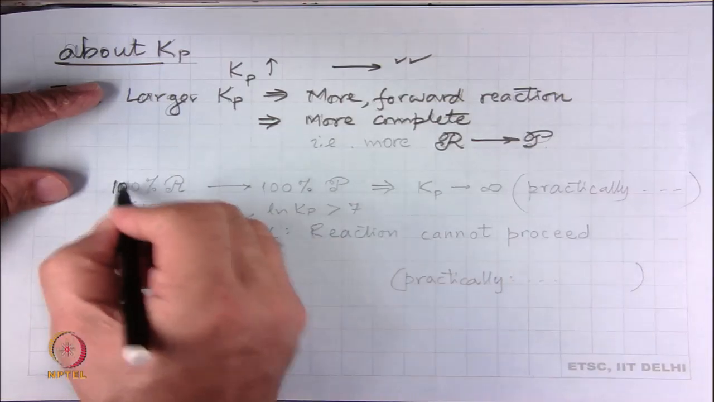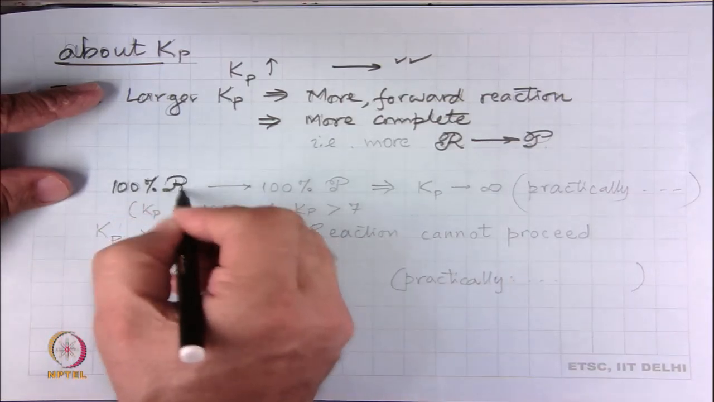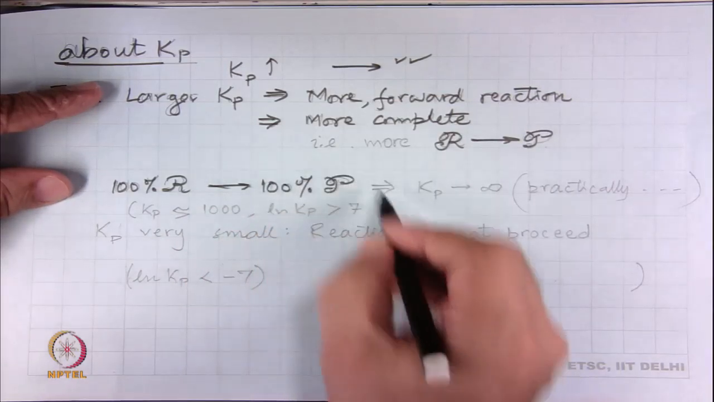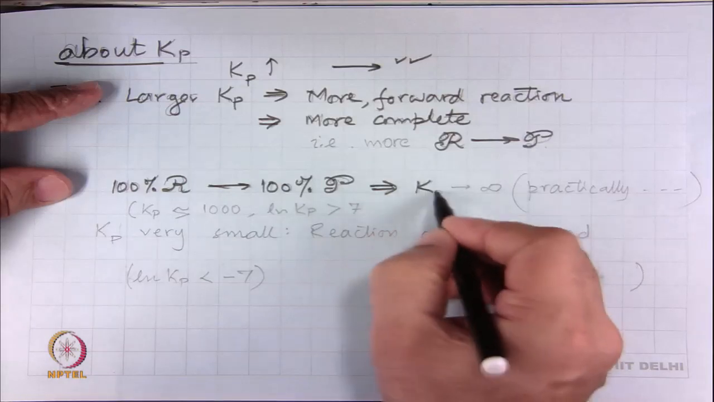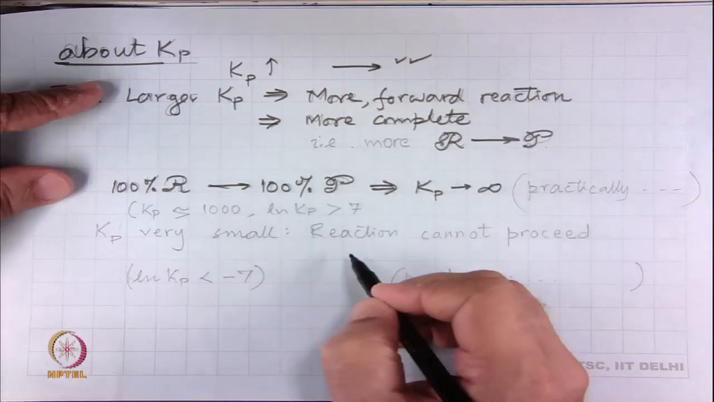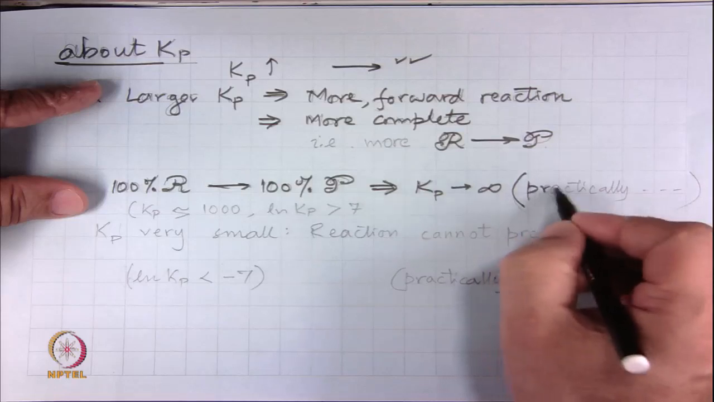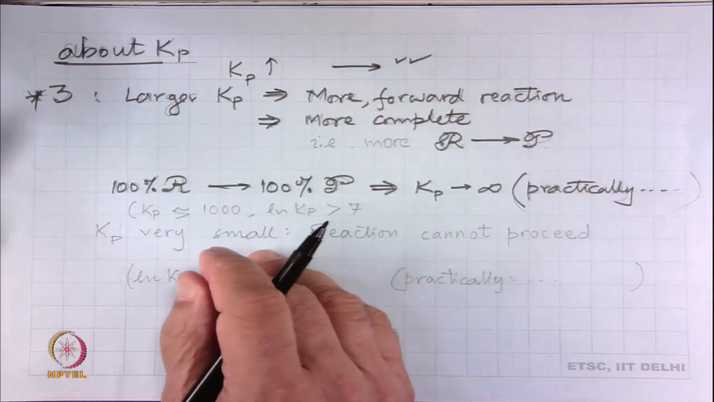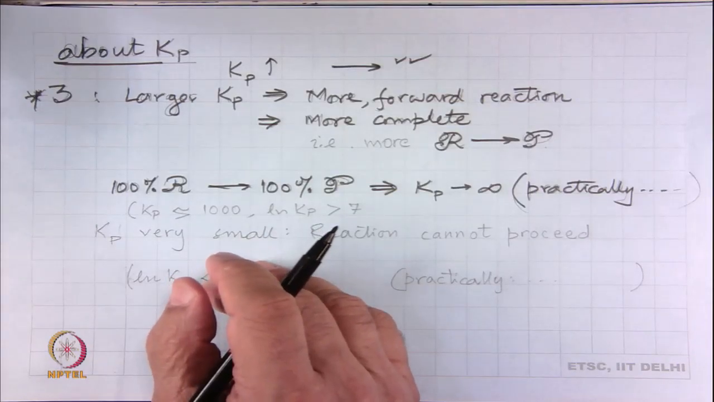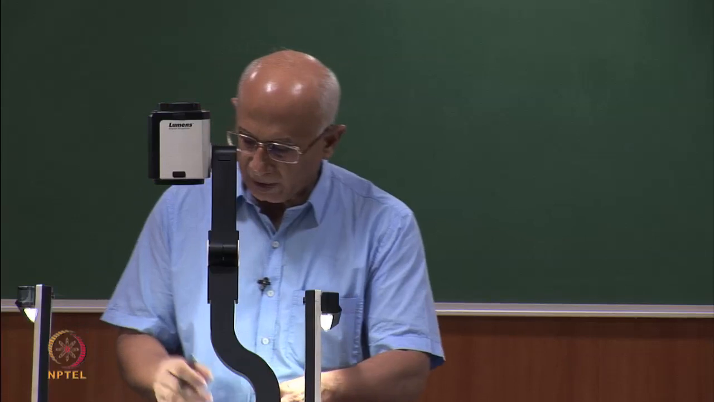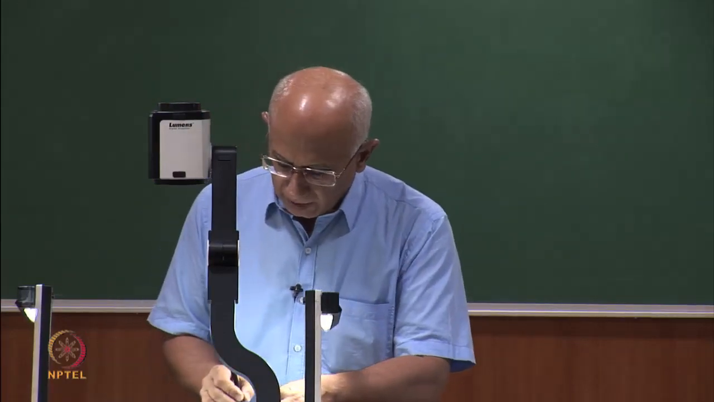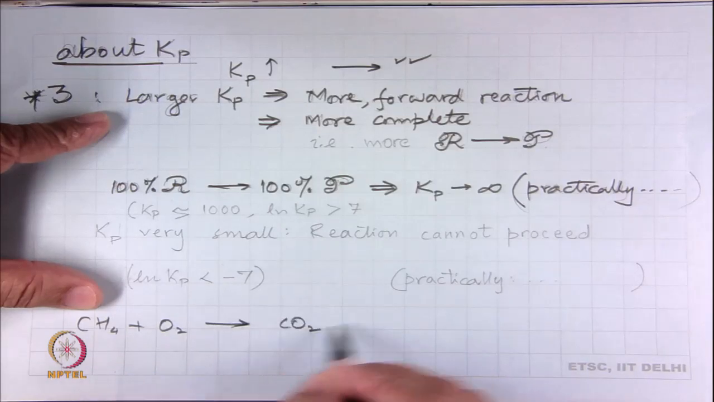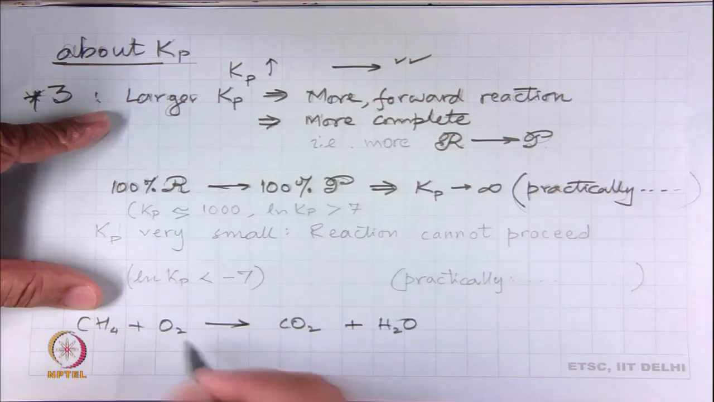If we want 100% of the reactants to become 100% of the products, that would require K p to tend to infinity, which means that in some cases we say that it reaches pretty much there, but not exactly there. So, it never exactly goes there. For example, if you were looking at methane burning, and we always said that this produces CO2 plus H2O, and that the reverse did not happen.